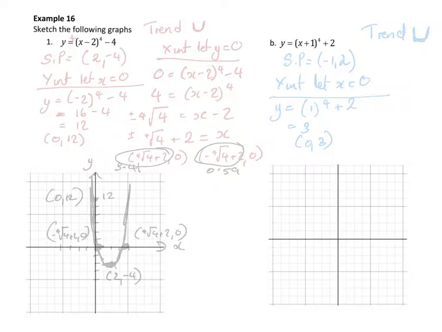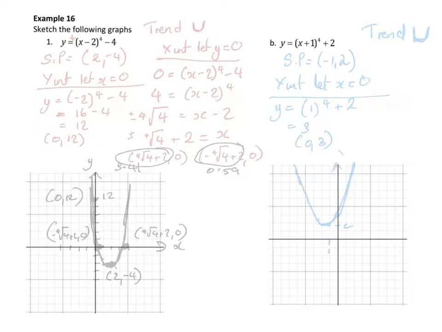Now, let's think about this particular graph. Because the stationary point is at -1, 2, and it's upright, I'm not going to have any x-intercepts. So I'm not even going to bother finding them now. I've got my stationary point at -1, 2, and I know that my y-intercept is at 3, so I've got something that looks like that.